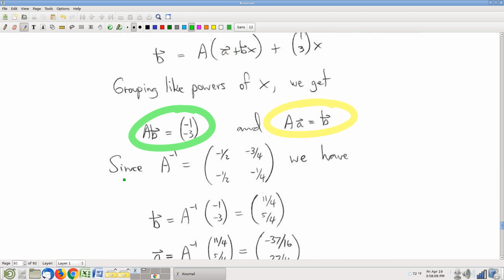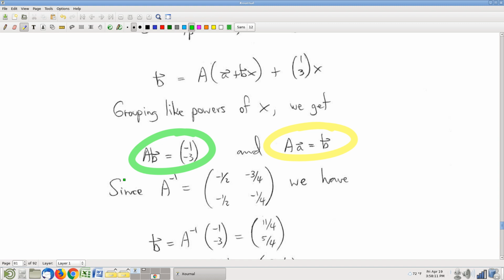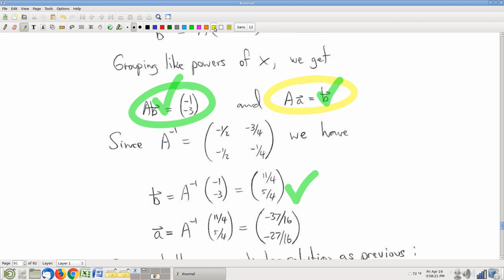Obviously, I don't know b yet, so I can't solve for a yet. But once I solve for b, like so, I can take that b and use that to solve for a. And we're done. And it worked out really nicely, right? How are we doing? Is everybody on board? Everybody see what happened here? We guessed. It worked.